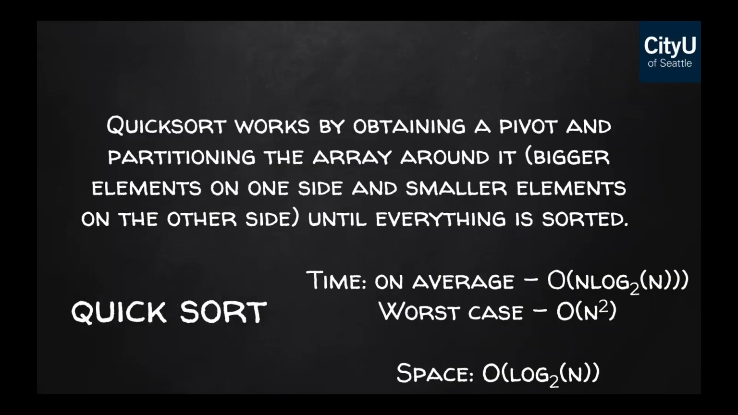Quicksort works by obtaining a pivot and partitioning the array around it, with bigger elements on one side and smaller elements on the other side, until everything is sorted. On average it is n log n. Worst case is n squared. Space is log n. It's bigger than O of 1.